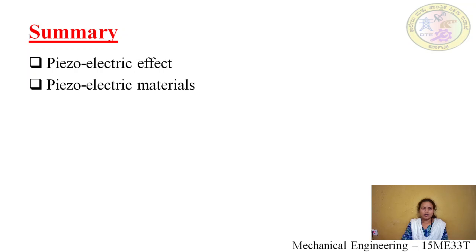So I said quartz has stability and Rochelle salt has high output characteristics, and barium titanate, I said, can be formed into any shape. So one material will have one characteristic. One material cannot have all the desirable properties. So these were some materials we discussed in piezoelectric materials.